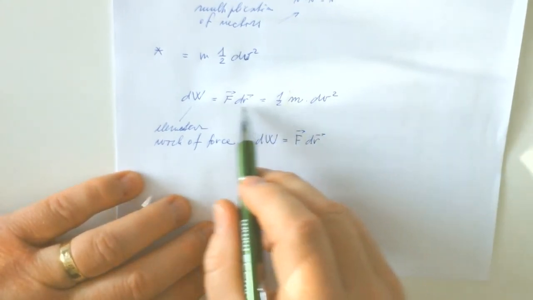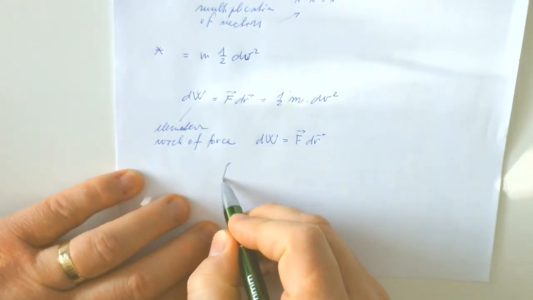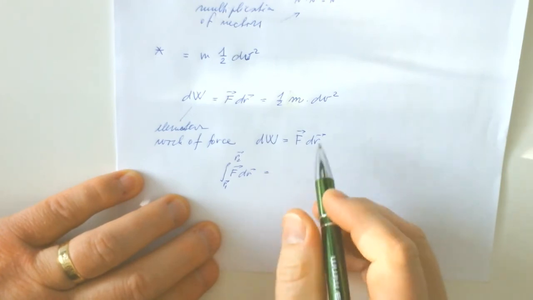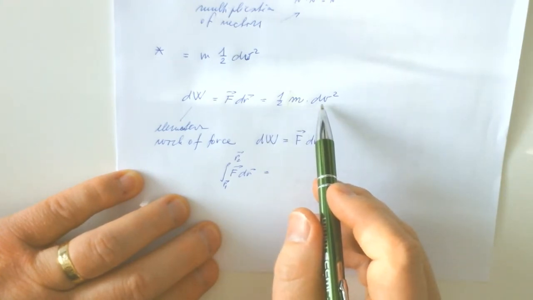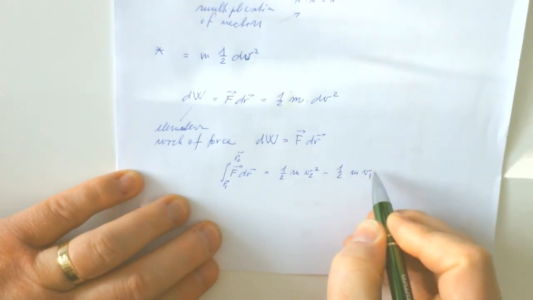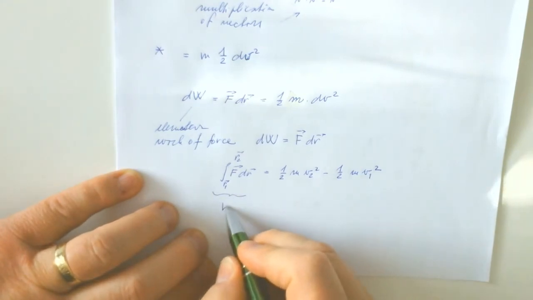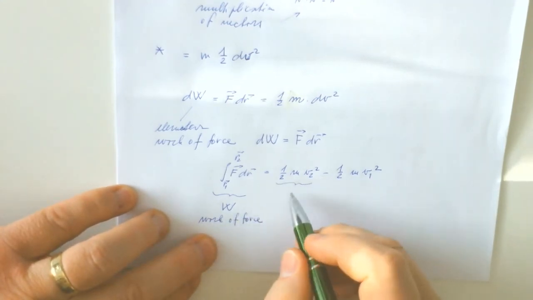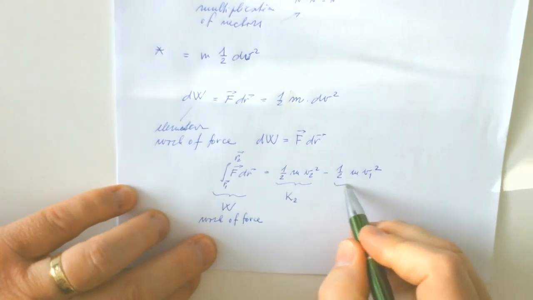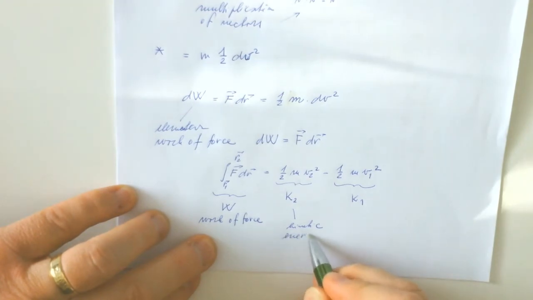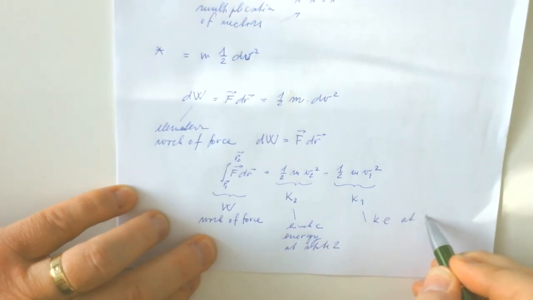So what about we integrate this equation? So we get integral of F dr from state 1 to state 2 is equal to integral of this from velocity 1 to velocity 2. So we get a half of m v2 square minus a half of m v1 square. Okay, so this is work of force, and this is kinetic energy at state 2, and this is kinetic energy at state 1.